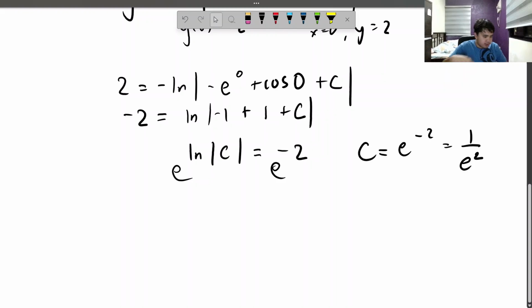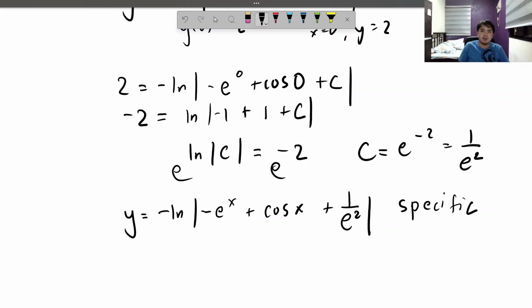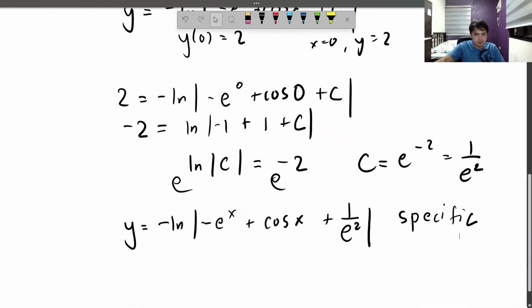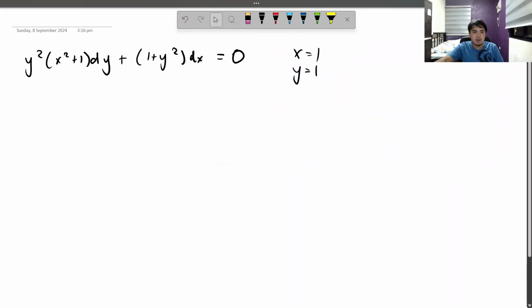Alright, so reverting back to the original equation, y is equal to negative ln of negative absolute value of negative e to the x plus cosine x plus 1 over e squared. There you go. This is the specific equation because there's no more arbitrary constants. We've resolved that because of y of 0 equals 2. Yes. And one more, a bonus round.